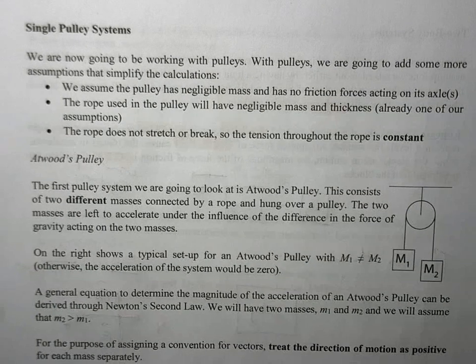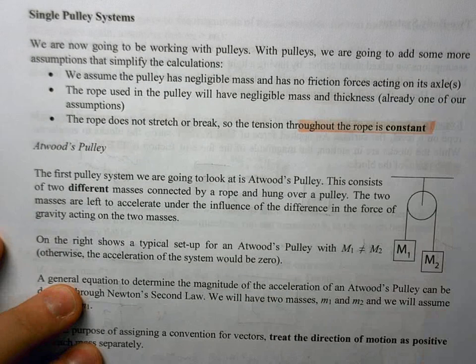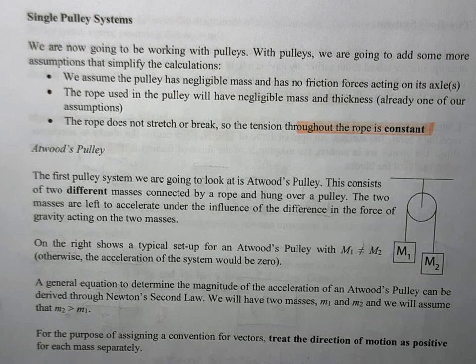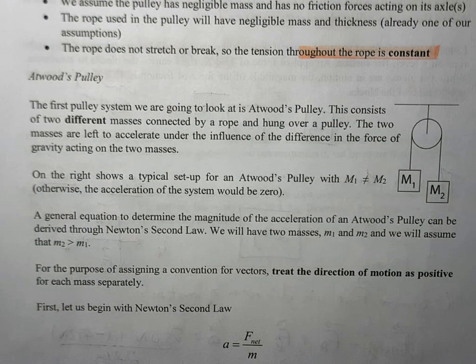For all the pulley things, we're going to assume a few things. We're going to assume the pulley's mass doesn't contribute to the system, and we're going to assume there's no friction between the rope and the pulley itself. We're going to assume there's no friction between the axle and the pulley itself. We're going to assume that the rope used in the pulley has negligible mass and thickness, and that the rope does not stretch, nor does it break. So this is going to allow us to assume that the tension throughout the rope is constant. This is really important.